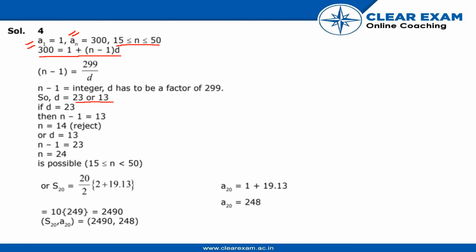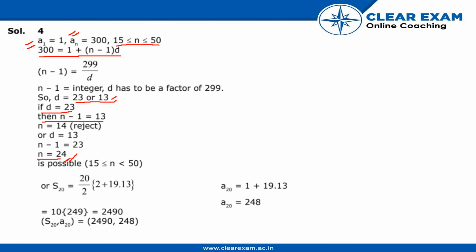So if we put d is equal to 23, then after putting this in the equation we would get n is equal to 14, which is not true because it is mentioned that n should be between 15 and 50. So now we will take 13 and then the value comes out to be 24, which is perfectly fine as per the condition.